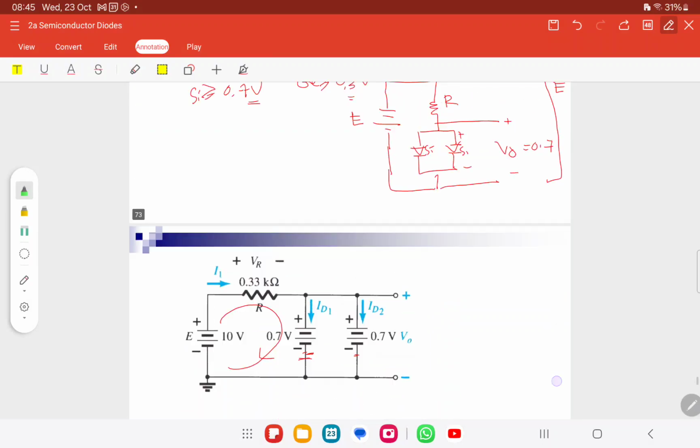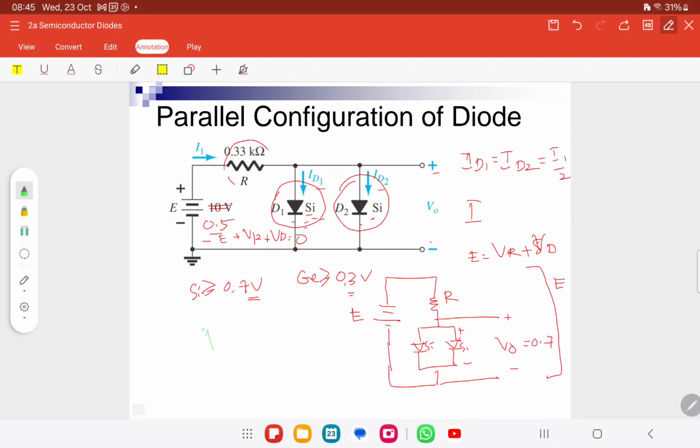Kalau yang tadi I total equals to I1 lah, I1 equals to ID1 plus ID2, because this one is 0.7. Dia akan on sampai 0.7. Both of this diode will turn on simultaneously at same time. Dia akan on sama-sama. So current dia tu sebagi kau pergi sana separuh masuk sini.